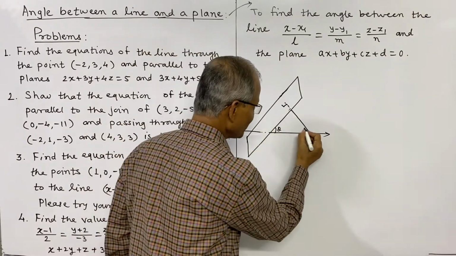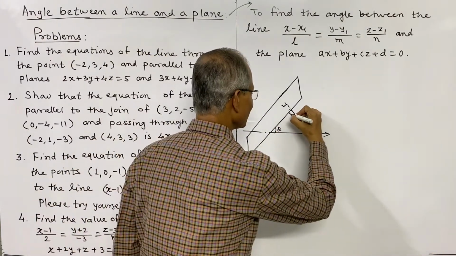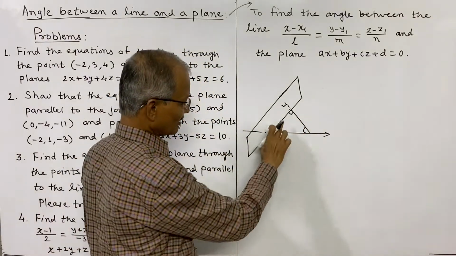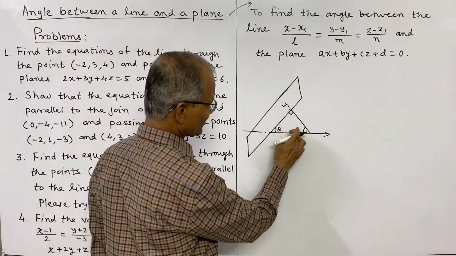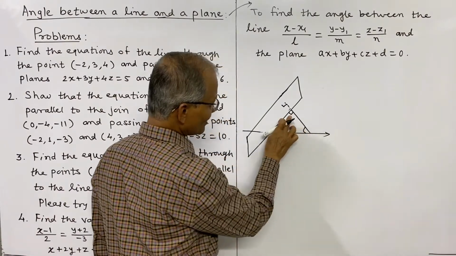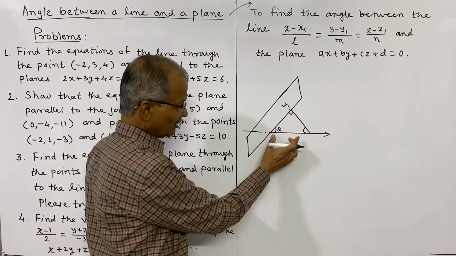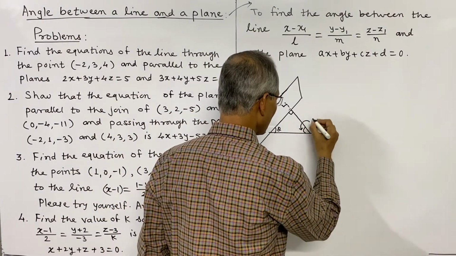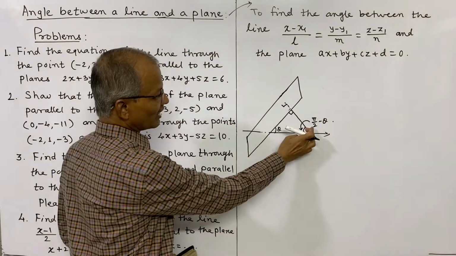So what will be the measure of this angle? This is a triangle, so this is actually 90 degree, and by the sum of internal angles in a triangle, what will be this? The sum must be 180 or pi, and therefore this is pi by 2, and therefore sum of these two must be pi by 2, and therefore this must be pi by 2 minus theta. So this angle is pi by 2 minus theta.